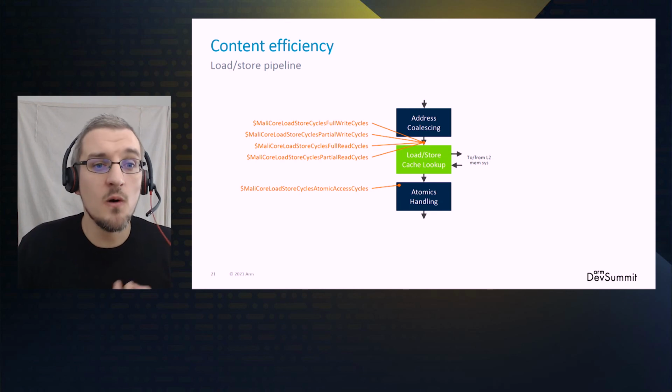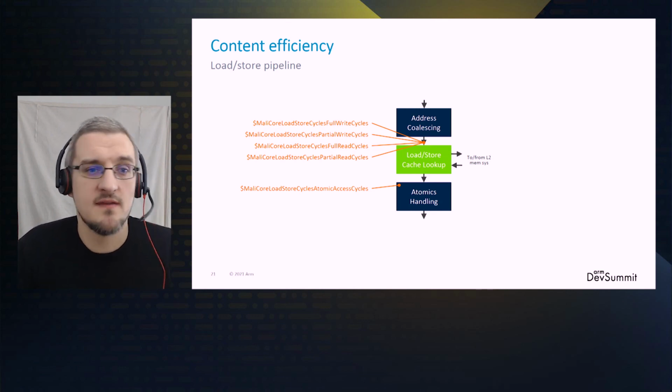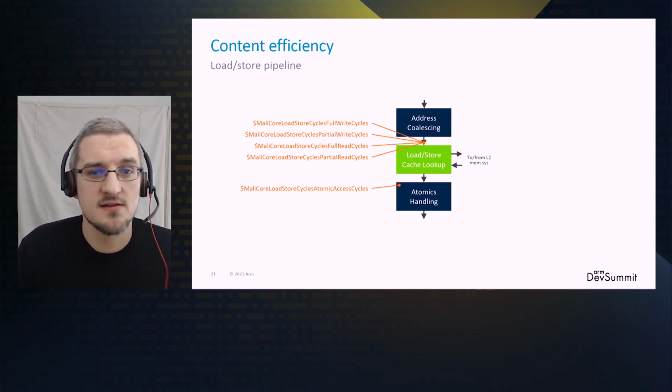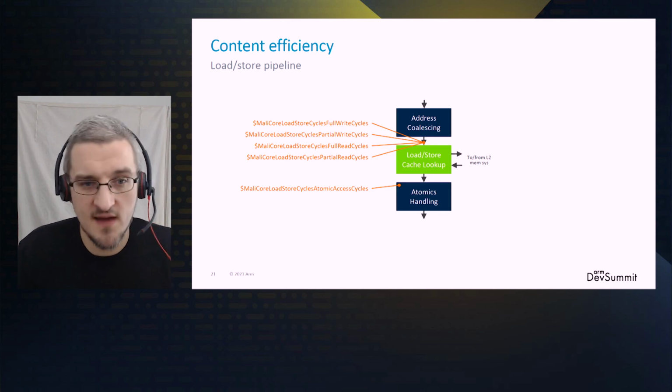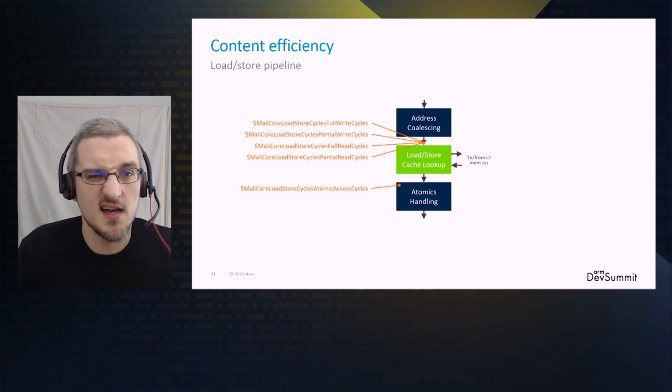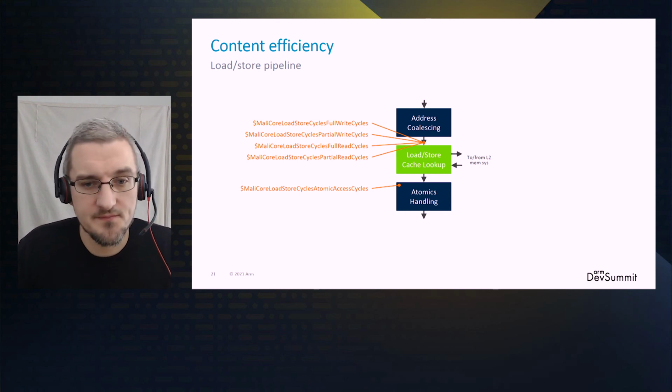The load store pipe also handles atomics. They pipeline, but they're reasonably tricky to interpret. So you can count the number of atomic access cycles, but it kind of runs in parallel to the load store cache lookup path.